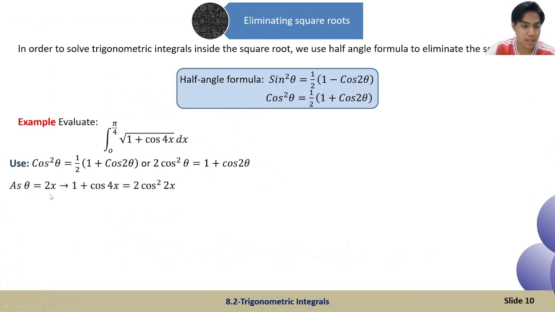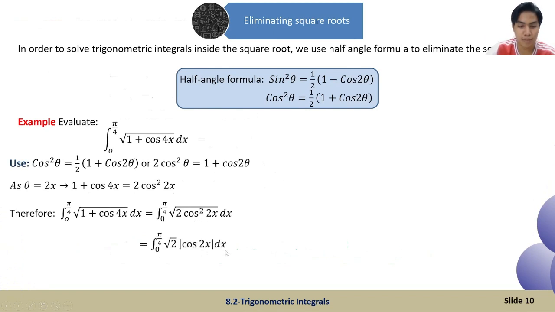Since our theta is equal to 2x, our function will be 1 plus cosine 4x equal to 2 cosine squared 2x. Now we replace the old function with the new function, which is the integral from 0 to pi over 4 of square root of 2 cosine squared 2x dx. Then we can eliminate the square root from cosine squared 2x. We will have square root of 2 multiplied by cosine 2x dx.